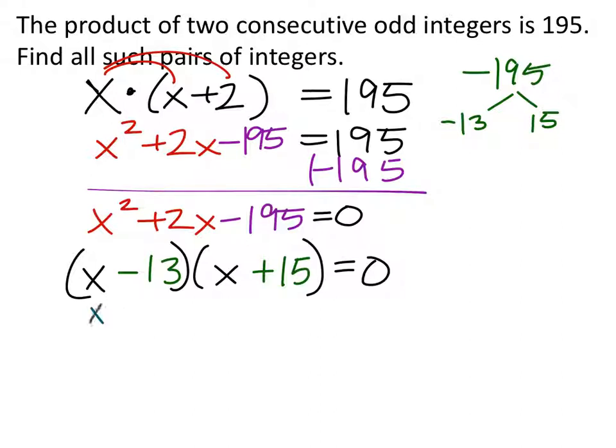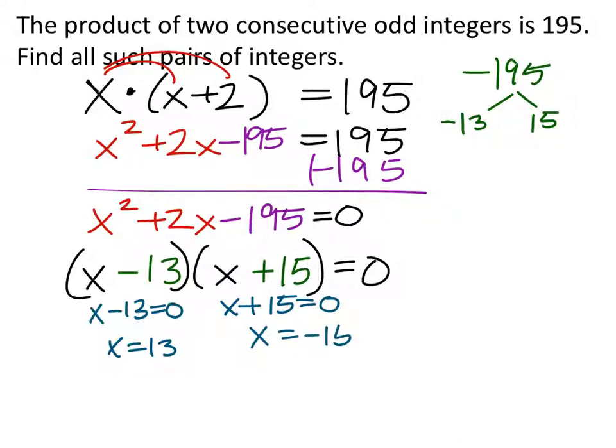I've got x minus 13. If I can make that equal to 0, that equation's true. So that would give me x equals 13. And then if I can make x plus 15 equal 0, then that would be true. So x is also negative 15. Now we said x was the smaller of the two consecutive integers, right? So with 13, the next odd integer would be 15.